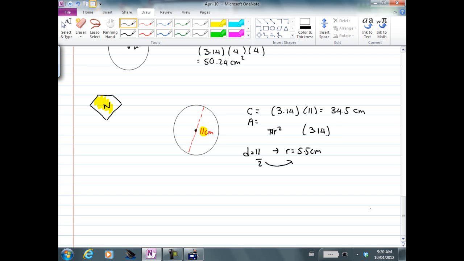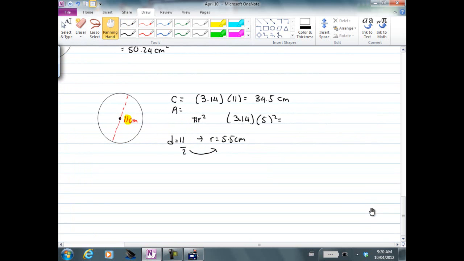3.14 times 5 squared. Sorry, 5.5 squared. And if you did this correct, you get a nice number. Very nice. Okay. It's going to be 30, Fatima, what is it? 94.985 units cm squared. Guys, gals, that's how you do it.